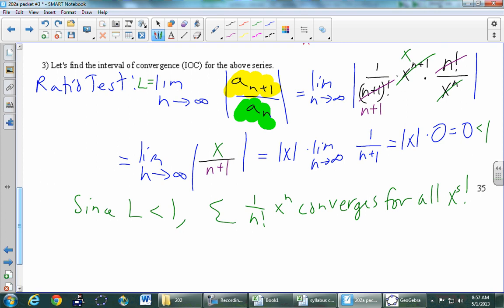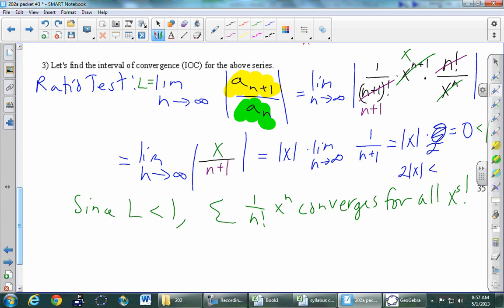So typically you'd have something like this. Instead of having a 0 here, we call it a 2. And then you say, oh, okay, so that means that the absolute value of x times 2 has to be less than 1. So absolute value of x has to be less than half. So x has to be trapped between minus a half and half. And then you check the endpoints.